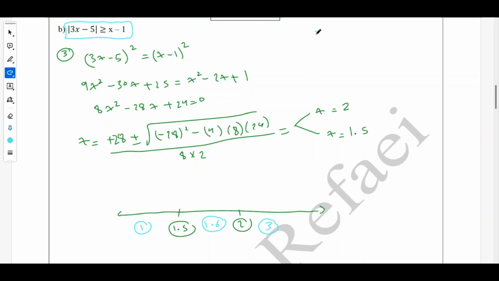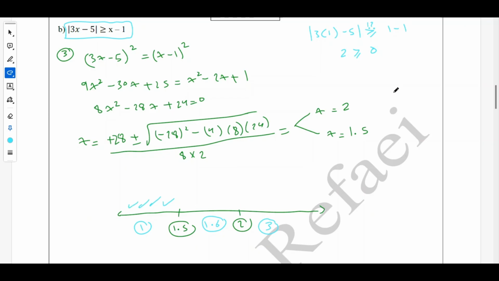Let's start. Modulus 3 by 1 minus 5. Does it give me less than or equal to 1 minus 1? Modulus 3 by 1 minus 5 is modulus negative 2, which is 2, and 0 is on the other side, so I check whether it is correct. So this is a correct inequality.